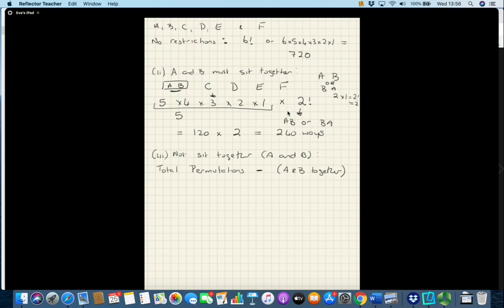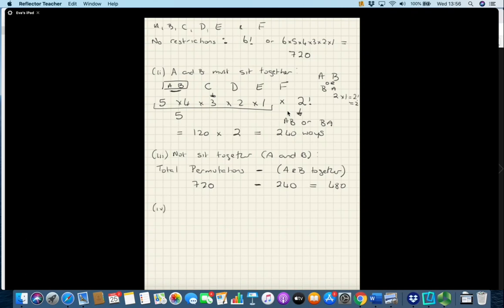So look out for this question in your Leaving Cert. If you get a permutation question, it comes up quite a bit. So I take the ways in which they are together from the total permutations, and it is the easiest way then to get the number of permutations, the number of ways in which A and B cannot sit together. Okay, so that was part 3.